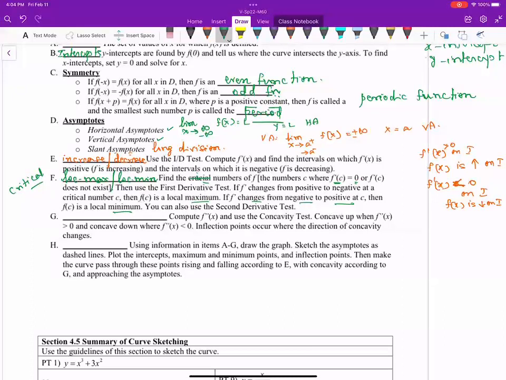Then we also need to know where the graph is concave up and concave down.